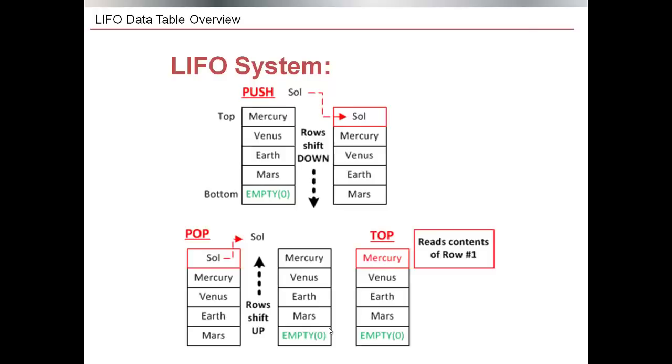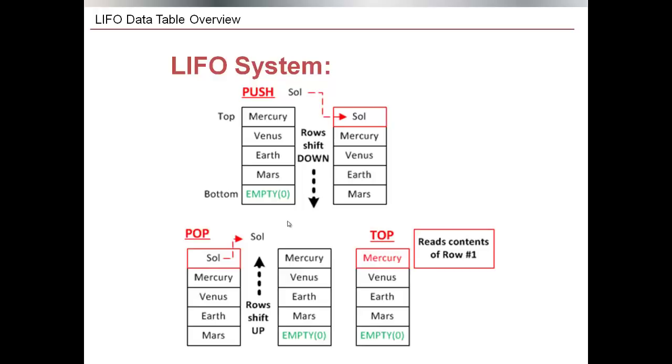Next is the LIFO system. The LIFO system stands for last in, first out, where new information is written to the front of the data table using the push function. All of the rows then are shifted down by 1. So we can see here in the LIFO system, we have a table with information in the top 4 rows, and the bottom row is empty. When the push operation is performed with the word sol, it is written to the top row of the table, and all the other rows shift down.